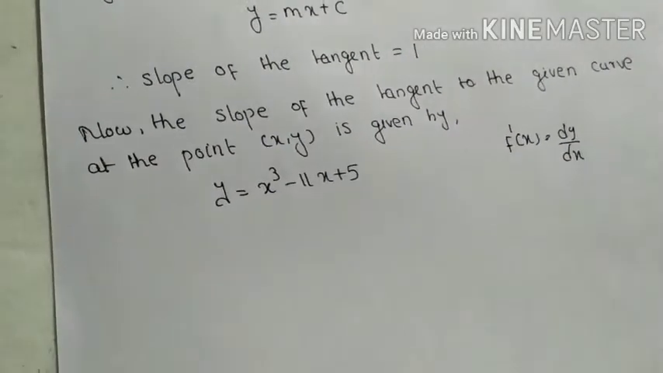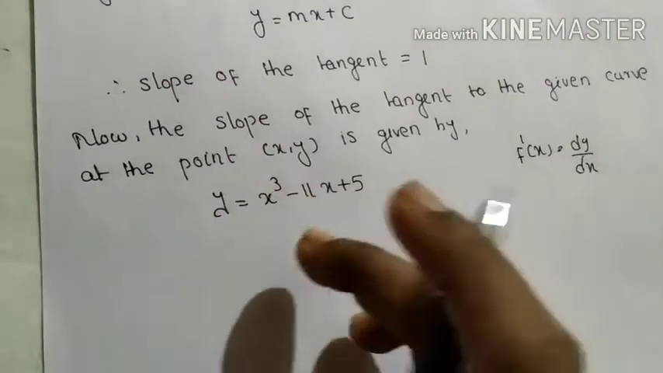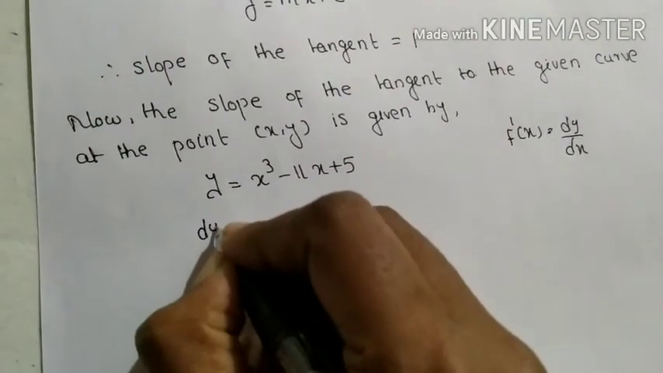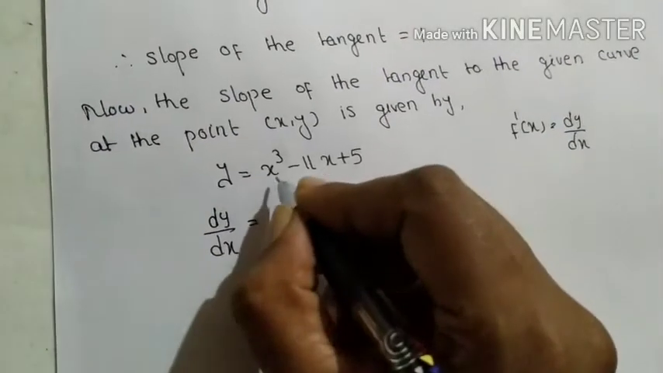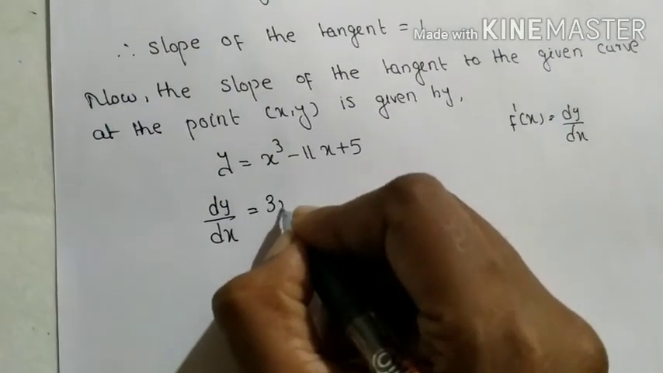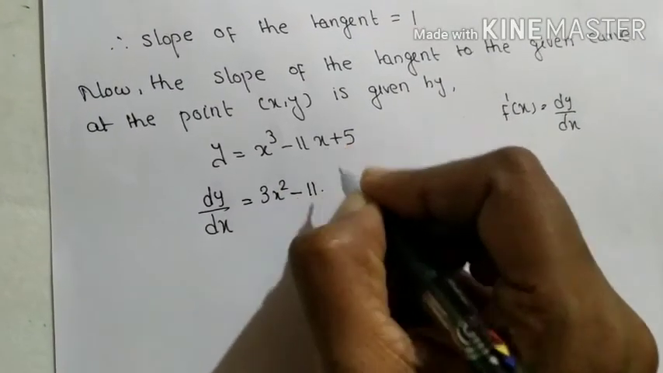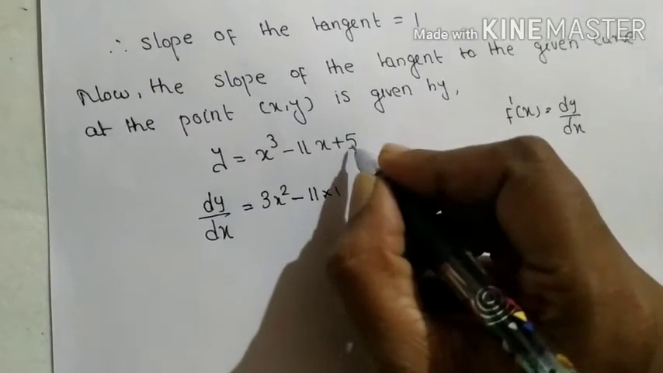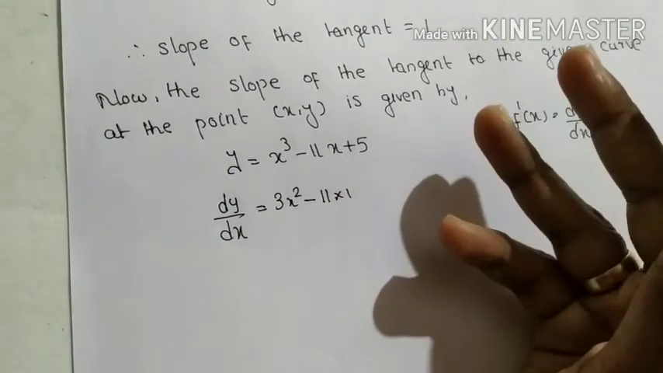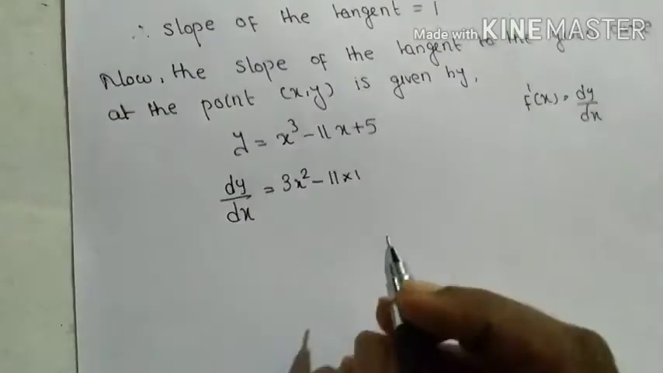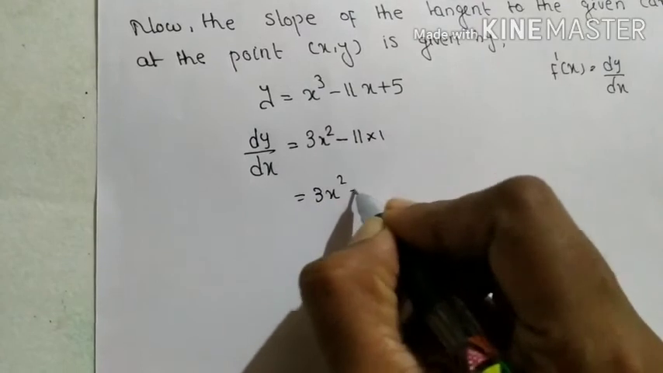So, next I am going to differentiate the above equation with respect to x on both sides. We get dy by dx equal to derivative of x cube is 3x square, minus 11 is a constant and derivative of x is 1, right? And derivative of 5 is a constant. We know that the derivative of constant is equal to 0. So we get dy by dx equal to 3x square minus 11.